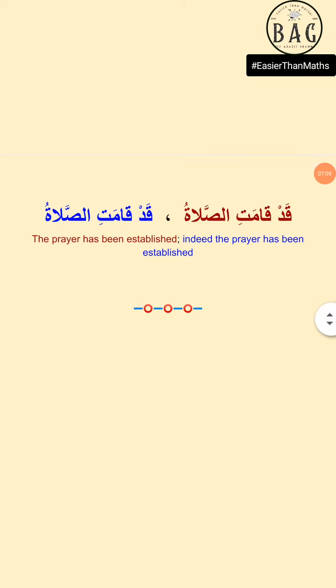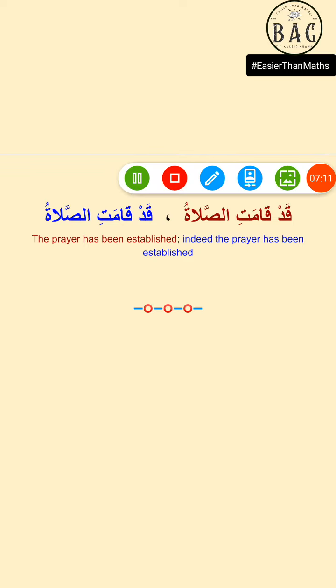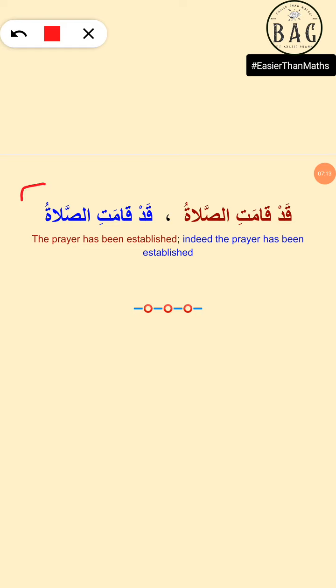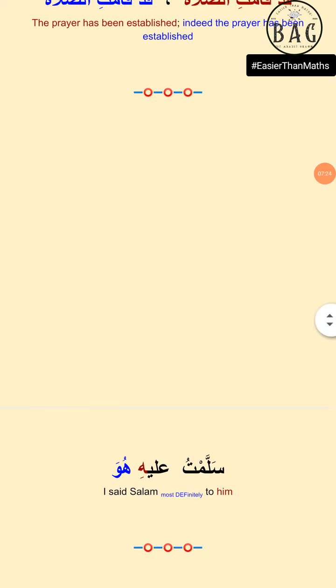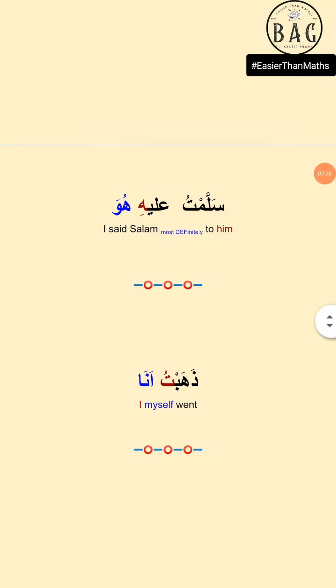قد قامت الصلاة. قد قامت الصلاة. All right, now it's once again the complete repetition of the sentence. Okay, the prayer has been established. Indeed, the prayer has been established. Okay, quite easy. Next, sallamtu alayhi huwa.